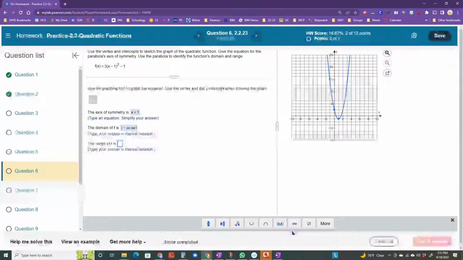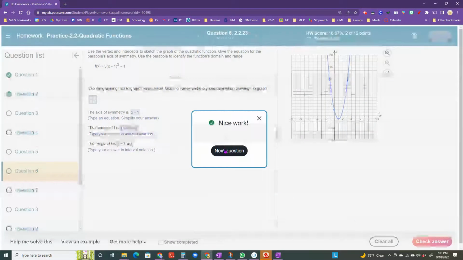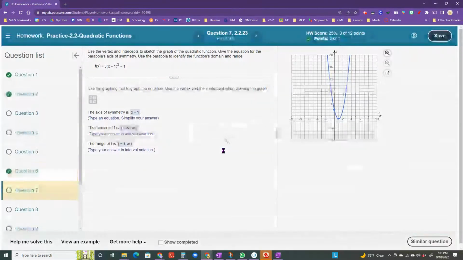So I'm going to have bracket -1, and then it goes on forever and ever, and then I have a parentheses. And that's all we got.